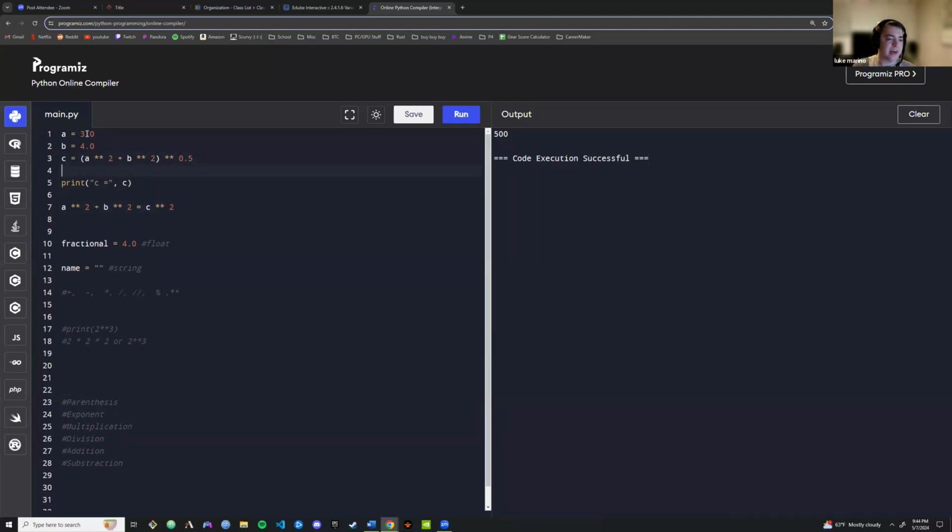So we have A and we have B. And we're going to say C equals A squared plus B squared, the square root of that. This looks a little bit complicated, but we're essentially just writing out that A squared plus B squared here. And we're going to print that value out.